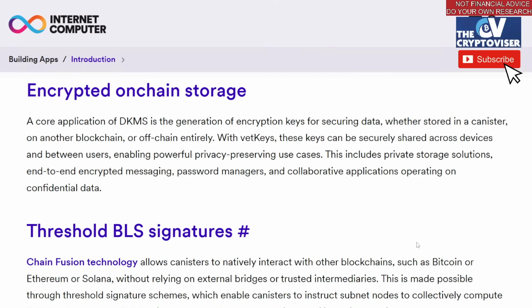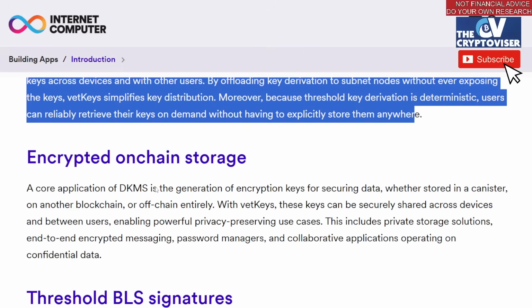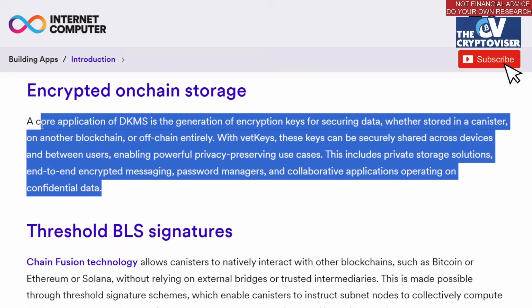And then they talk a little bit about encrypted on-chain storage. A core application of the distributed key management service is the generation of encryption keys for securing data, whether stored in a canister or smart contract on another blockchain or off-chain entirely. With VetKeys, these keys can securely be shared across devices and between users, enabling powerful privacy-preserving use cases. This includes private storage solutions, end-to-end encrypted messaging, password managers, and collaborative applications operating on confidential data.